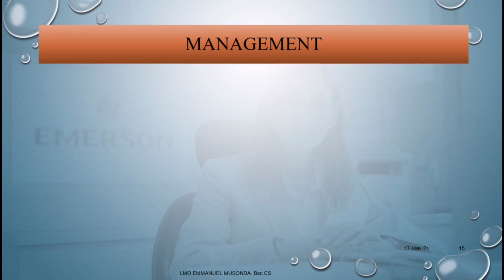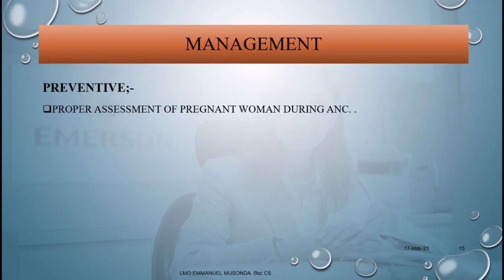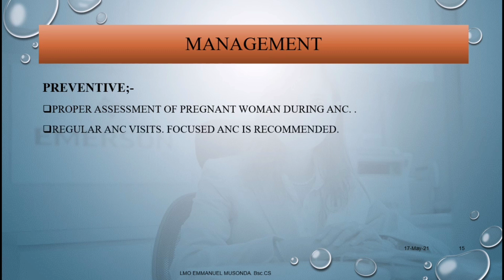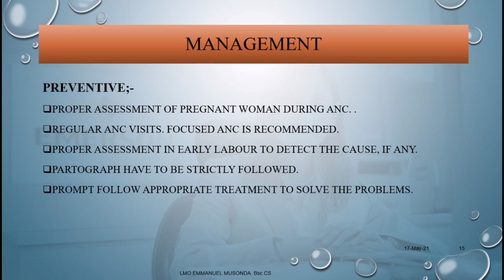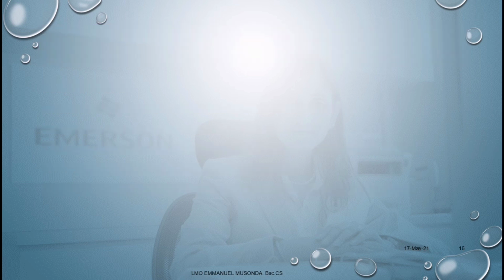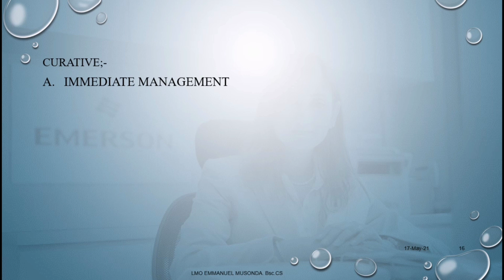The management: how do you manage obstructed labor? So preventive measures: do a proper assessment of the pregnant woman during antenatal care. Then regular, focused antenatal care visits are usually recommended. Then proper assessment in early labor to detect the cause, if any. Then partographs have to be strictly followed. Then prompt, appropriate treatment to solve the problems. That's the preventive measures.